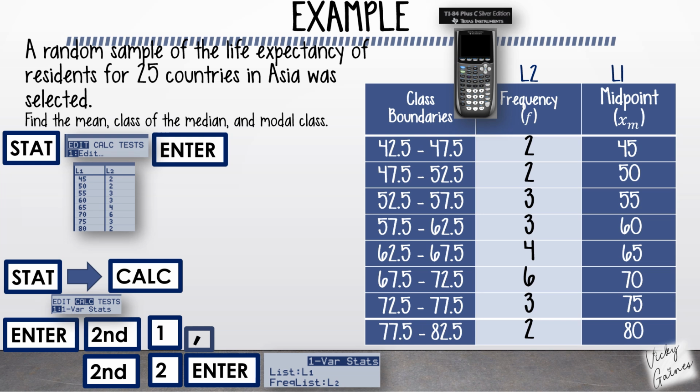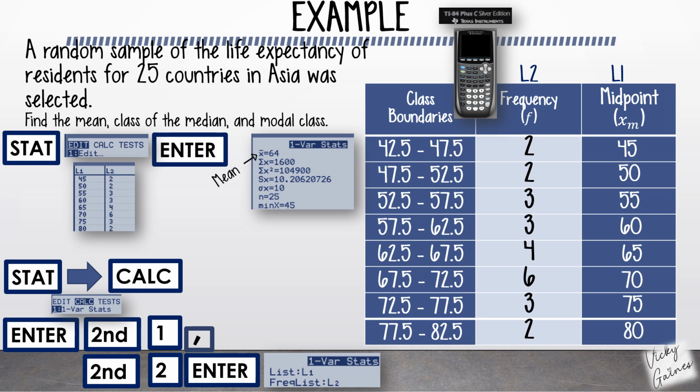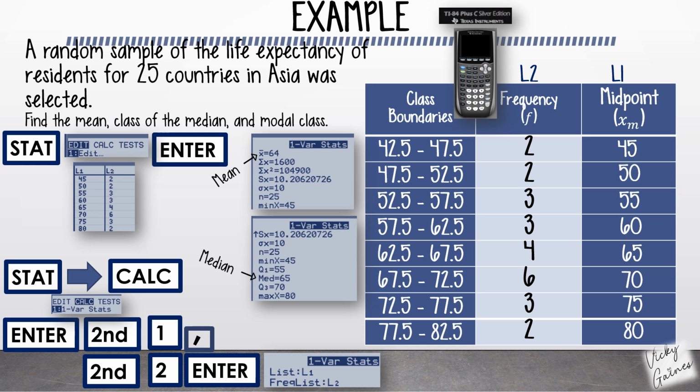List 1 is going to automatically default to that typically. We need to put in for our frequency list, list 2. So that would be our second 2, like up above. This is what we get, and there's our mean. X bar is 64. And if you scroll down, median is 65.